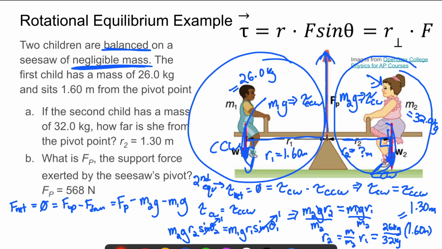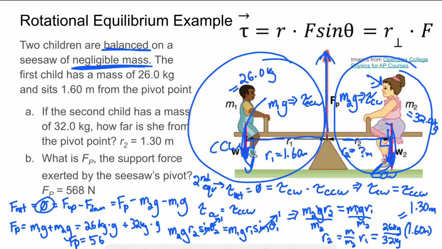So if all that equals 0, then we can set our force of the pivot equal to m1g plus m2g, or 26 kilograms times g plus 32 kilograms times g. And we would get in the end that the two forces of gravity of the two children combined would give us around 568 newtons, which is what that seesaw's pivot needs to be pushing back up with to maintain the state of equilibrium for the seesaw itself.